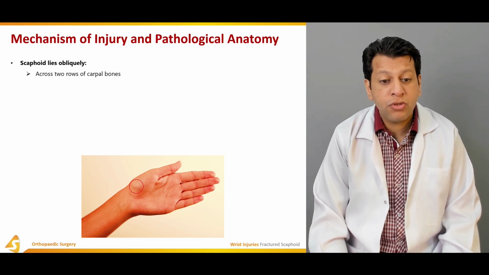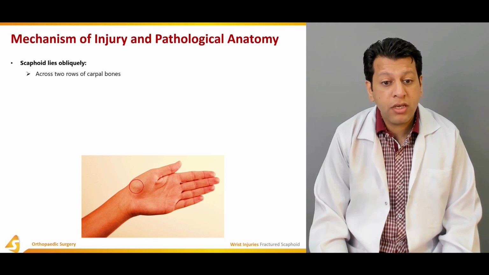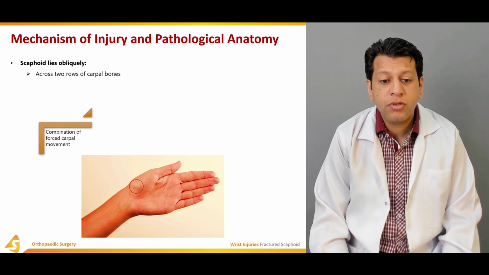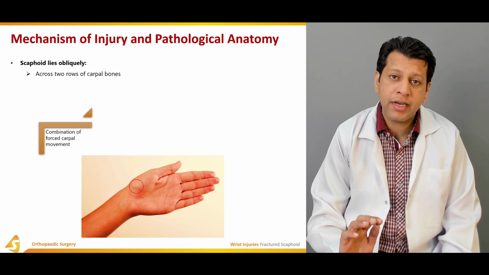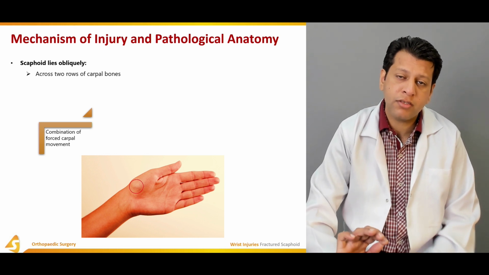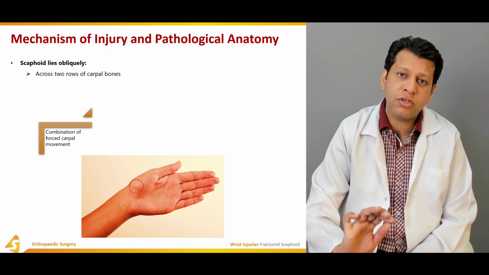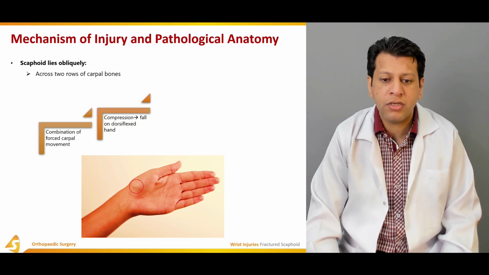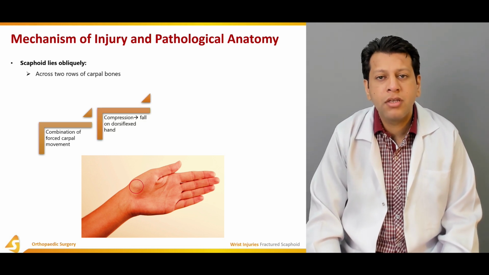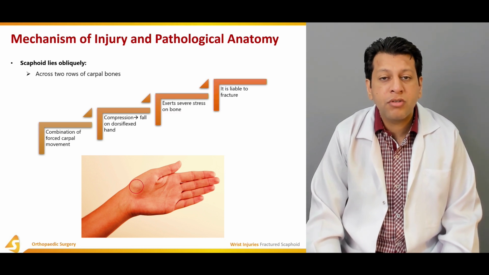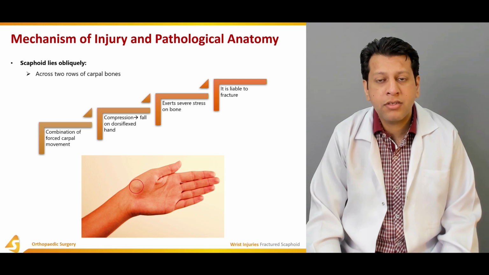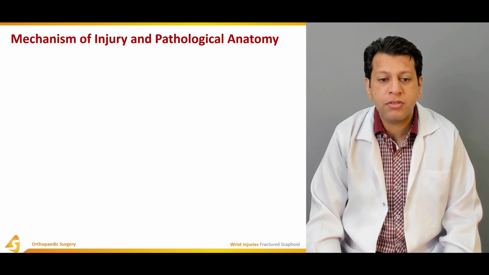joint. Usually, as you know, the scaphoid lies obliquely across the two rows of the carpal bones, and a combination of forced carpal movement, that is, radial deviation of the wrist and slight extension, when the patient falls like this, causes maximum tenderness at the radioscaphoid joint. This usually results in scaphoid fractures, and that is why it is the most commonly fractured carpal bone. The tenderness can be palpated in the anatomical snuff box.